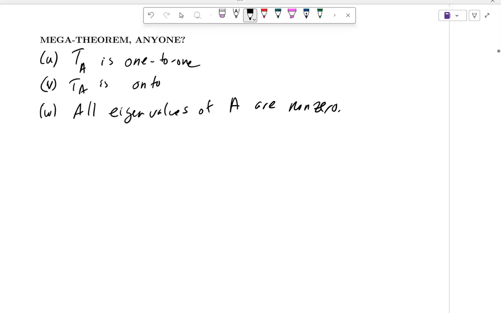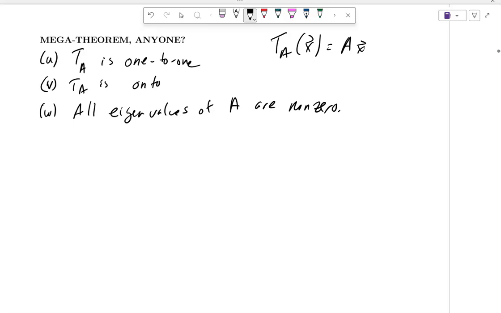Yes. When you say T is what? T is 1 to 1. Yep. And you put it as one of the mega theorem. Right. Remember that T sub A is our notation for multiplication by A. So we put in everything that can happen to something. Everything that we're saying is equivalent to the matrix being invertible. Yeah. All right.